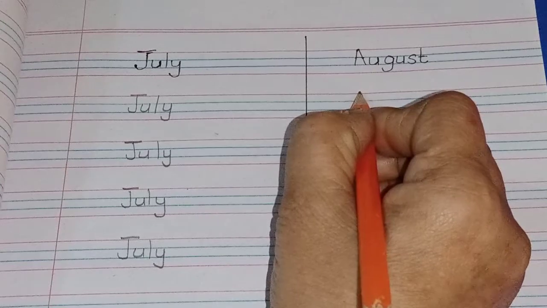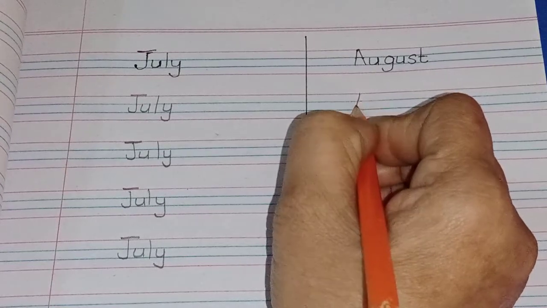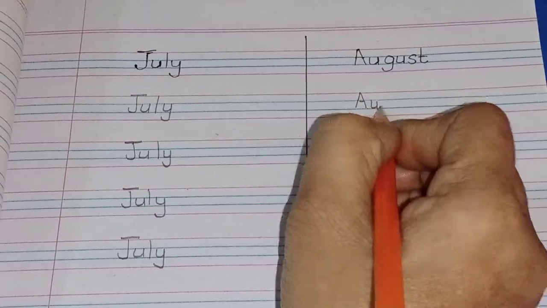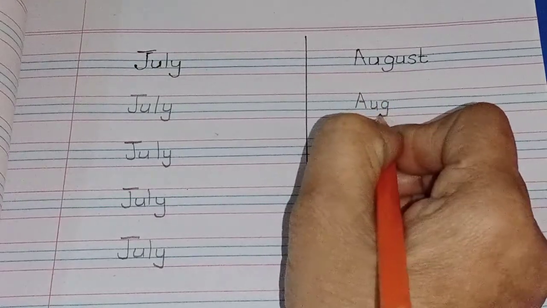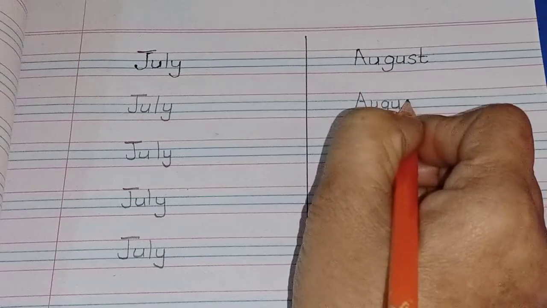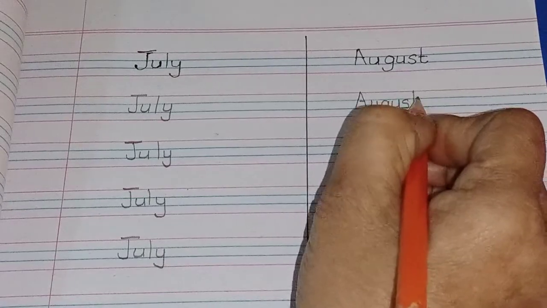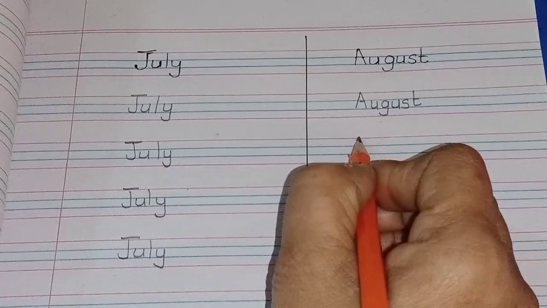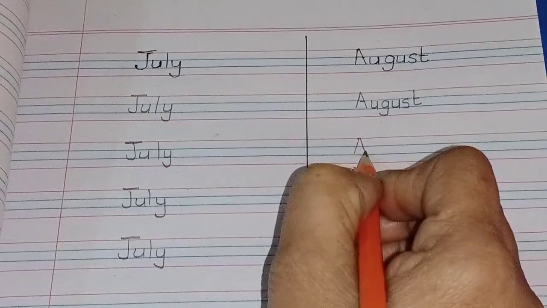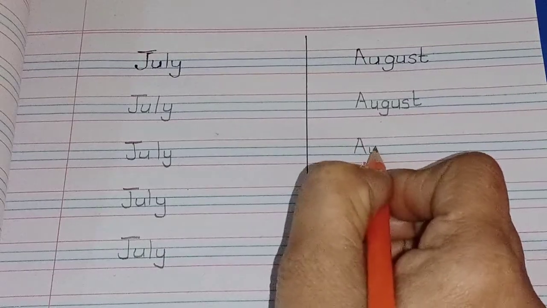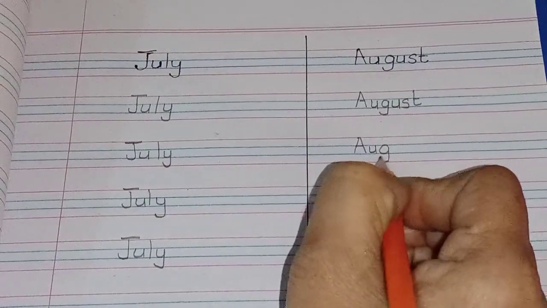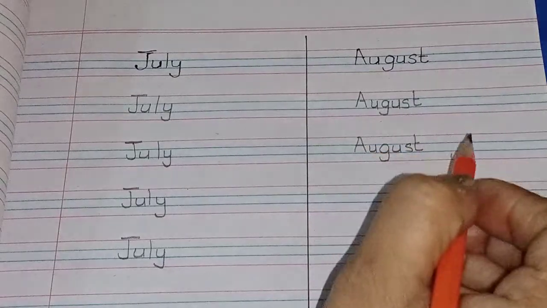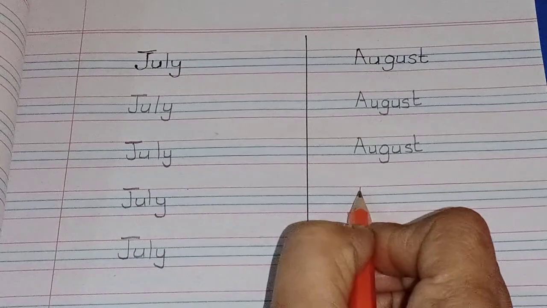And the spelling of August is A U G U S T. August. What is the spelling of August? Yes, the spelling of August is A U G U S T. August. Now write it again.